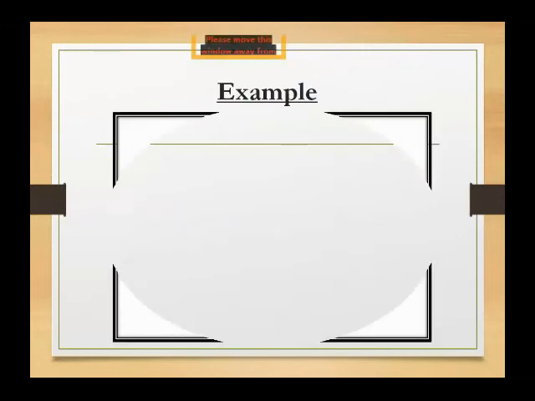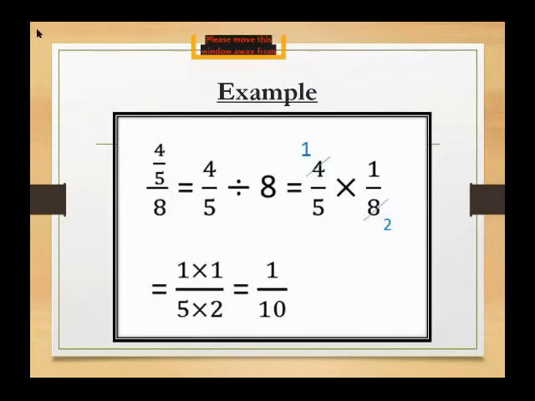Now this is the example. Here the numerator is a fraction, so this is a complex fraction, and the question is 4 upon 5 upon 8. How will we simplify it?